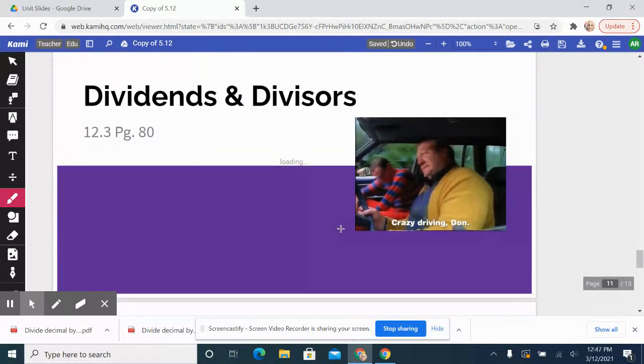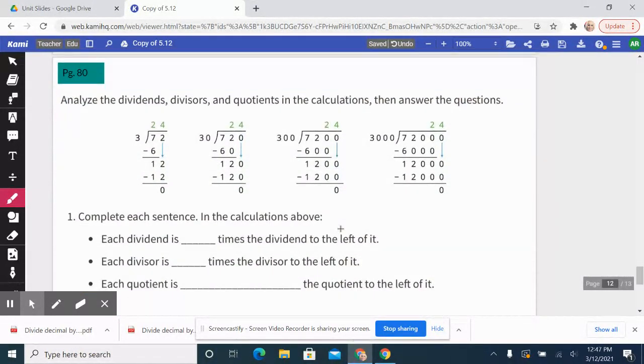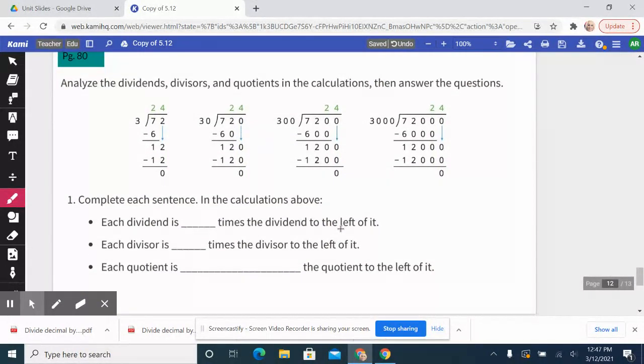All right, so dividends and divisors, page 80. We're going to do number 1 and 2. So you're on page 80. Analyze the dividends, divisors, and quotients in the calculations and answers. So you have 3 into 72, 30 into 720, 300 into 7,200, 3,000 into 72,000, right? So you're noticing that they're adding a 0, right? There's 2 zeros, 2 zeros, 3 zeros, 3 zeros, right? It's going up every time.